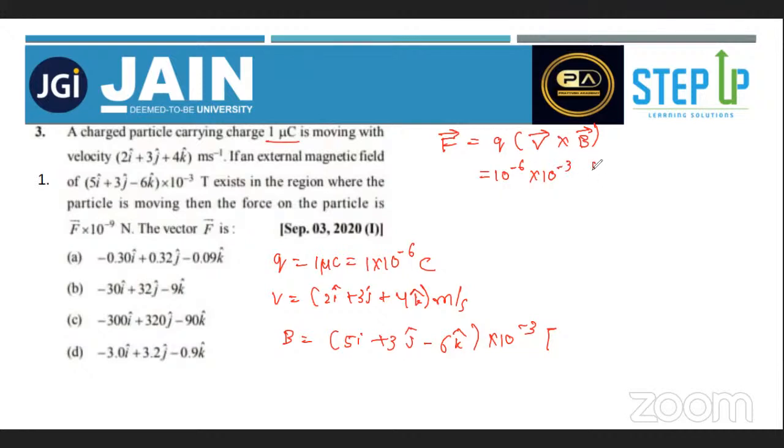For using the cross product, what we can do is use this i, j, k determinant, where we have two vectors given to us. One vector is 2, 3, 4, and the other vector here is 5, 3 and minus 6. So let's solve this. Basically, it will become 10 raised to minus 9 over here. And how much will the rest become?